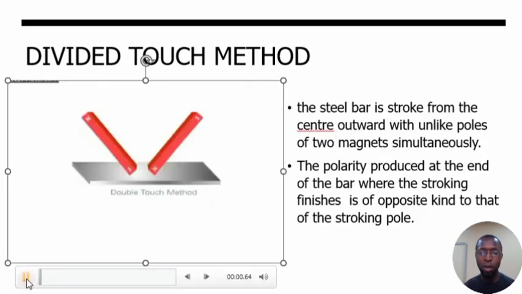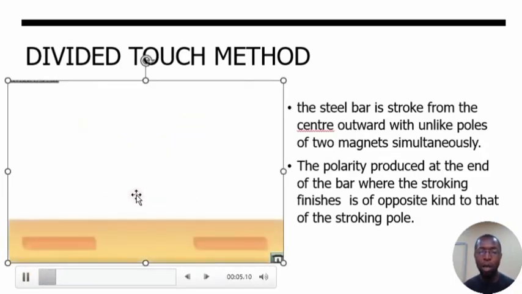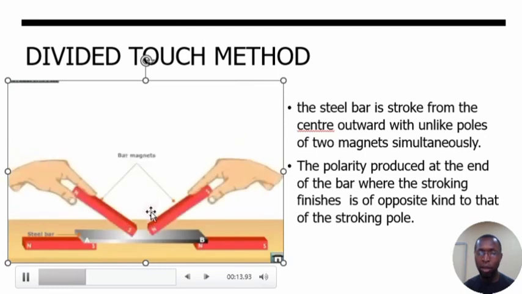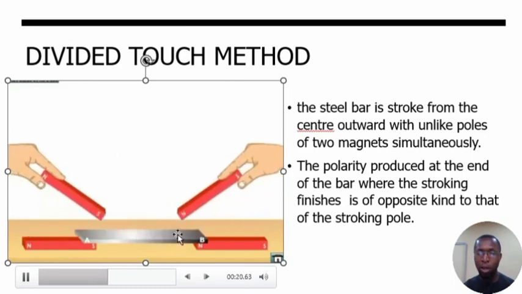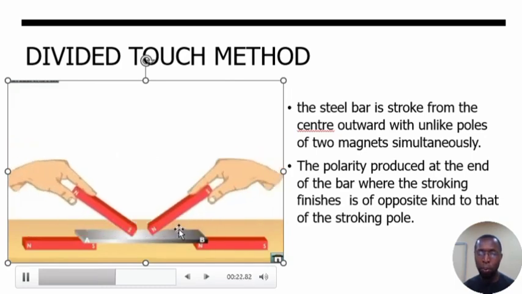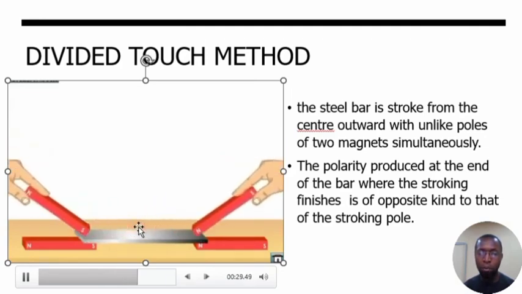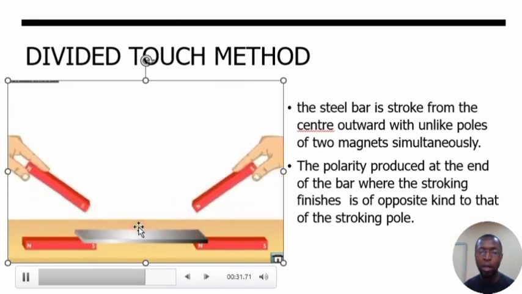In this method, you have two magnets on top of a steel bar or an iron bar. In this case, when you are stroking, you stroke the two magnets in this way. Can you see? In their opposite poles, and then you stroke it downward that way. You repeat this pattern several times.